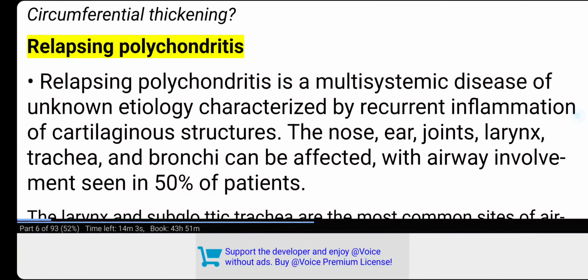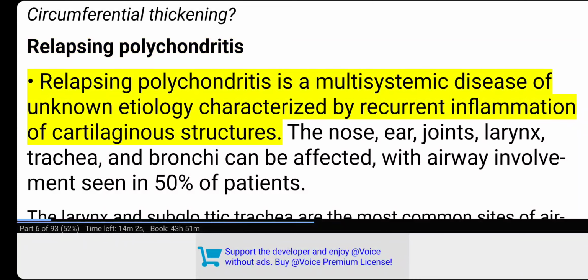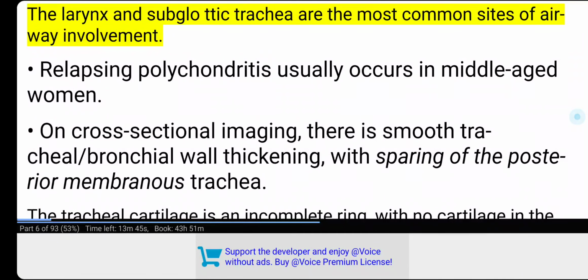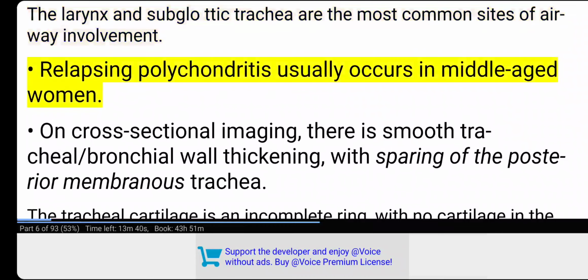Circumferential thickening. Relapsing polychondritis. Relapsing polychondritis is a multisystemic disease of unknown etiology characterized by recurrent inflammation of cartilaginous structures. The nose, ear, joints, larynx, trachea, and bronchi can be affected, with airway involvement seen in 50% of patients. The larynx and subglottic trachea are the most common sites of airway involvement. Relapsing polychondritis usually occurs in middle-aged women.